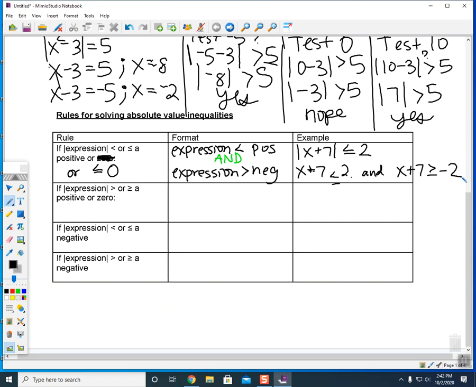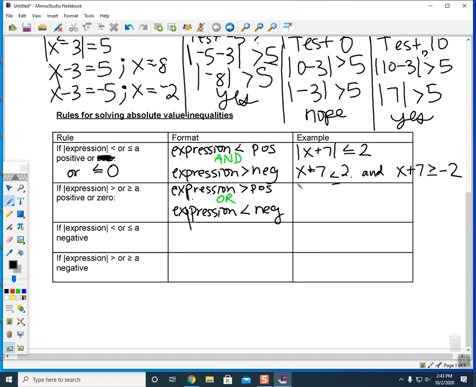So then my next one, if the absolute value of an expression is greater than or equal to a positive number or 0, it's going to be kind of reversed. So I'm going to have my expression is greater than my positive number. This time, it's not an "and" statement, it'll be an "or" statement. Or my expression will be less than or equal to my negative number. So this is how this is going to look.